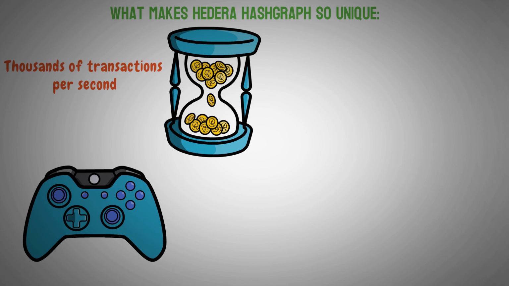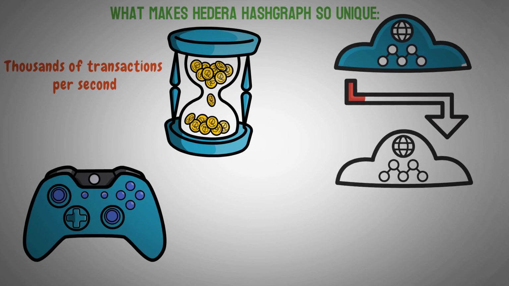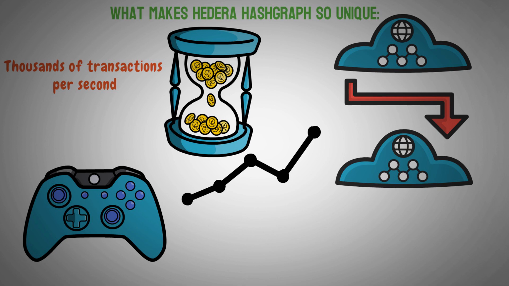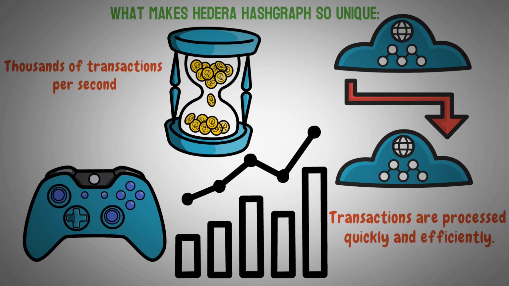Another important aspect of Hedera Hashgraph is its security. The DAG consensus algorithm makes it extremely difficult for malicious actors to tamper with the network. In addition, Hedera Hashgraph uses a unique consensus mechanism that allows for consensus to be reached without requiring all nodes in the network to communicate with each other. This helps prevent network congestion and ensures that transactions are processed quickly and efficiently.